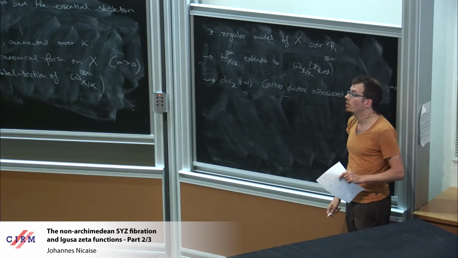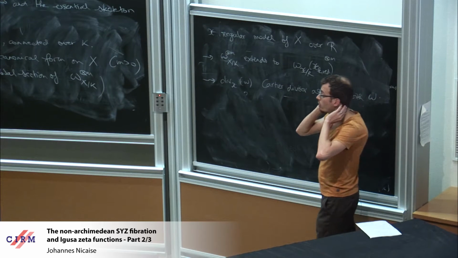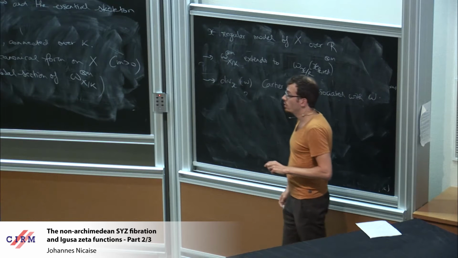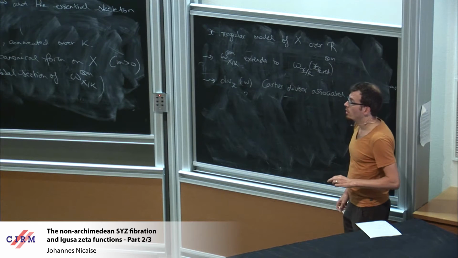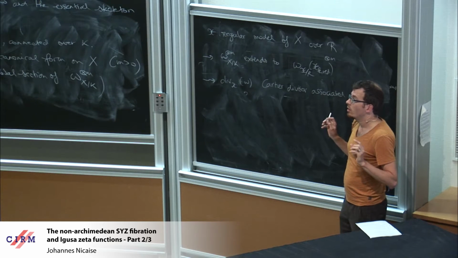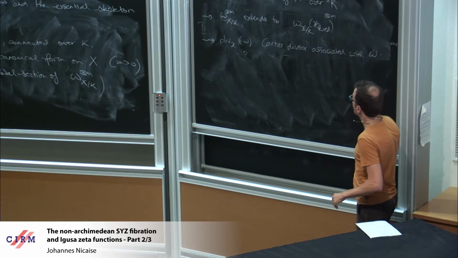I'm sorry? Why does the regular model exist? Oh, you're in characteristic... I'm in characteristic 0, yes. Otherwise, this would be an assumption in dimension at least 3. That's right. Curly X is the canonical model, or what? No, curly X at this point is just any regular model. Oh, it's the regular. Yeah. Sorry.